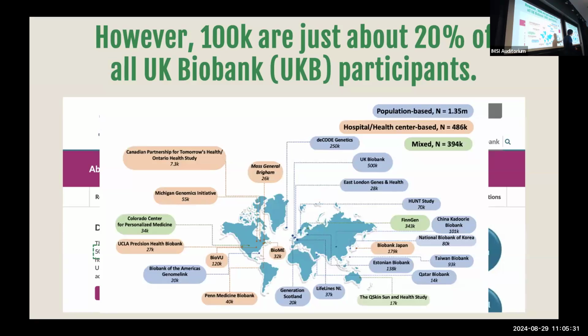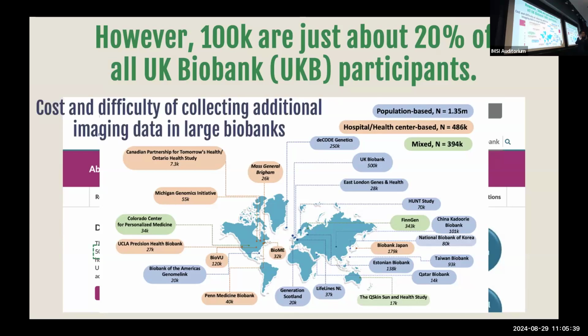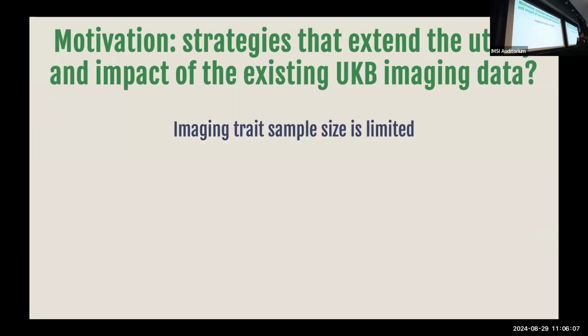If we look at the maps the genetic consortia have been working on, they are trying to build global biobank maps from different countries and research groups. They are able to collect genetic data at a much lower cost, because that's the nature of genetic data: it's easier to collect and much less expensive compared to imaging data. The UK Biobank imaging data is only about 20% of the whole UK Biobank sample.